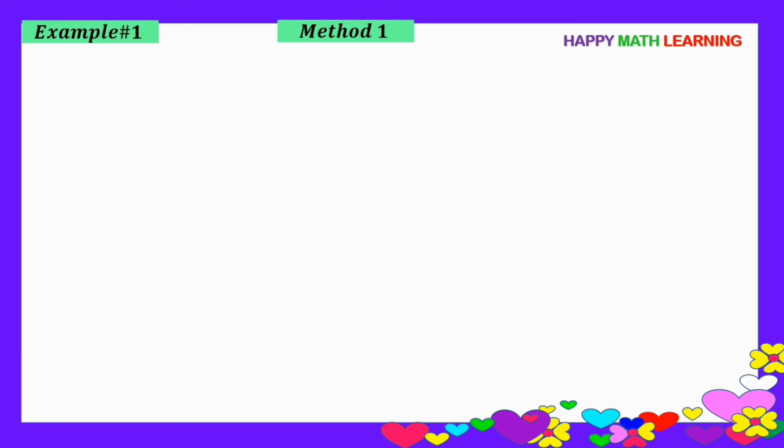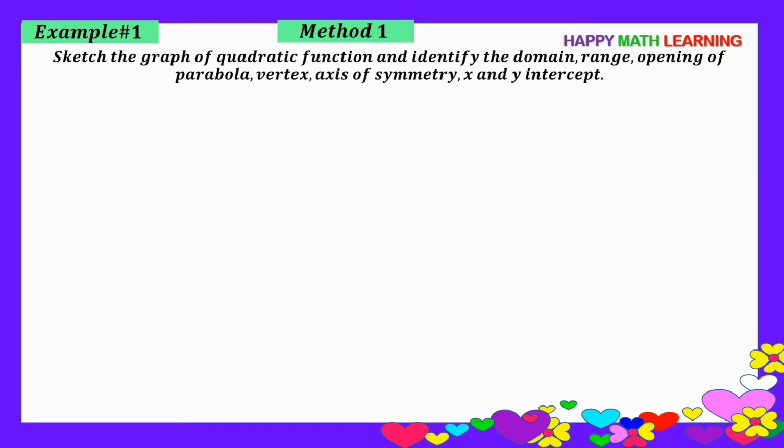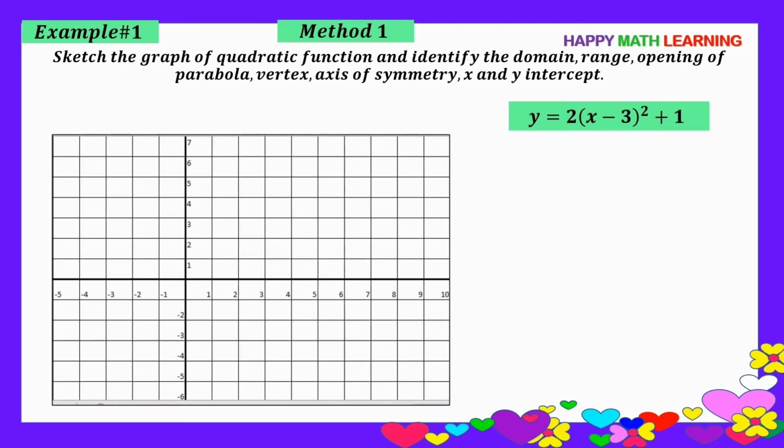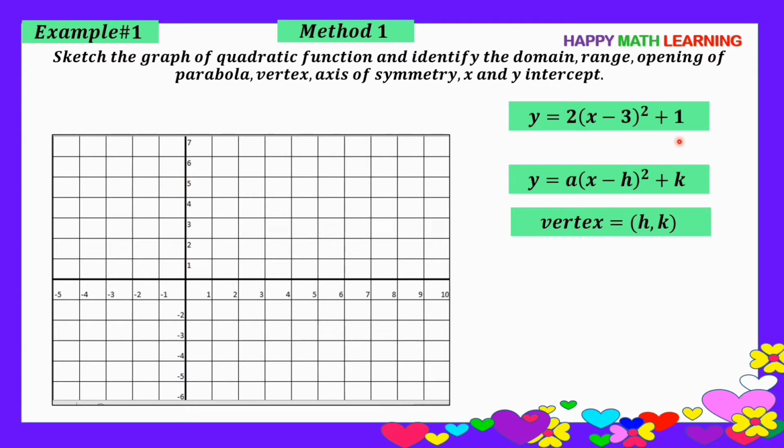For example, number 1. Sketch the graph of quadratic function and identify the domain, range, opening of the parabola, vertex, axis of symmetry, x and y intercept. The given is y equals 2 times the quantity of x minus 3 squared plus 1. Kung mapapansin ninyo, ang ating given ay nakasulat sa standard or vertex form, which is mas madali natin makuha ang vertex. Para makuha ang vertex, kunin natin ang value ng h and k.